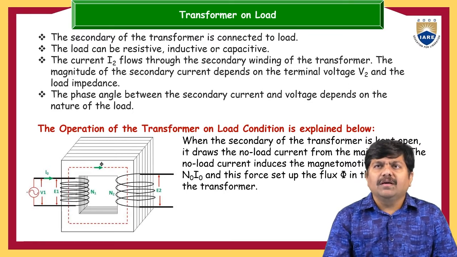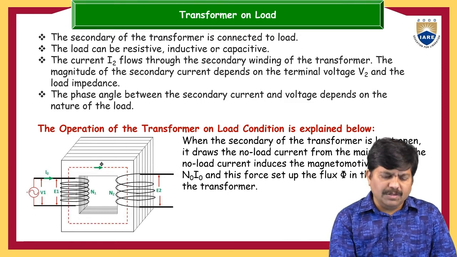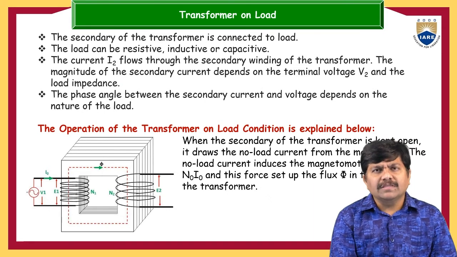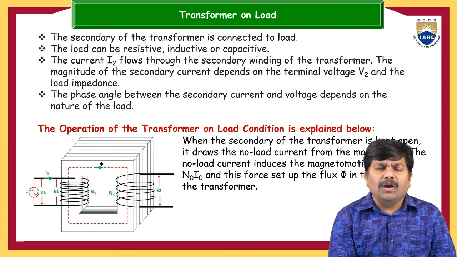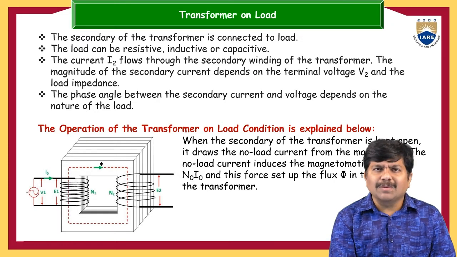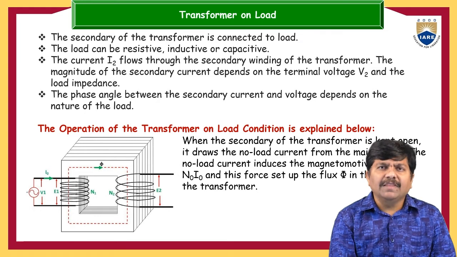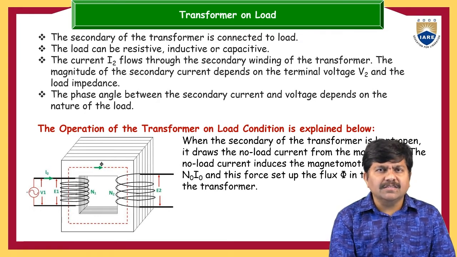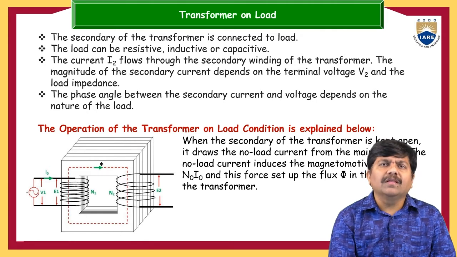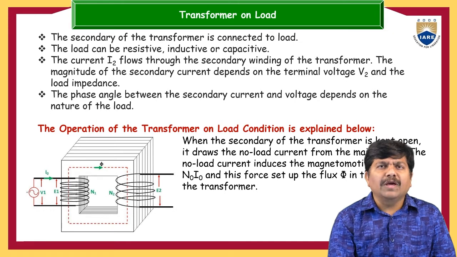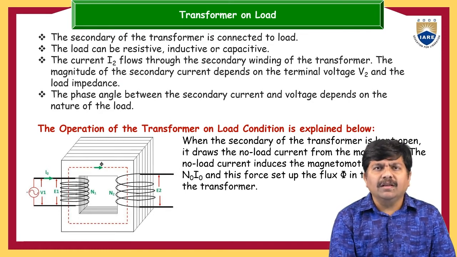The operation of the transformer on load can be explained as follows. Suppose the secondary of the transformer is kept open, so let us assume there is no load. Under no load conditions, what will be the current supplied by the primary, what will be the flux in the magnetic circuit, and what will be the secondary current? Similarly, if some load is connected, how will the transformer behave under the different loading conditions? That is the procedure to analyze the behavior of the transformer under loading conditions. So first, let us take the transformer under no load conditions.